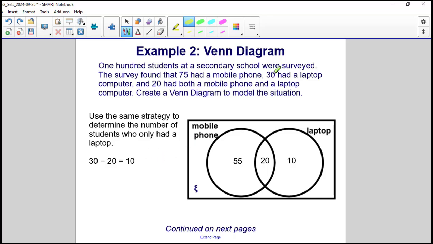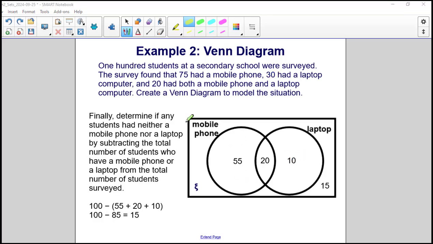Use the same strategy to determine the number of students who only had a laptop. So we know that there were 30 students who had a laptop. Of those 30, 20 had both a laptop and a mobile phone. So we subtract 20 from 30 to get 10, and we see that there are 10 students who only had a laptop. And again, if we consider the students who had both, 20 plus 10 does equal 30.